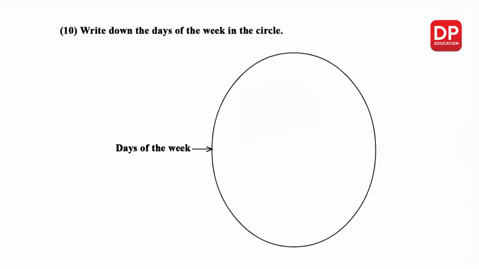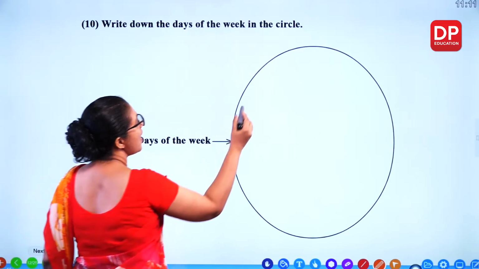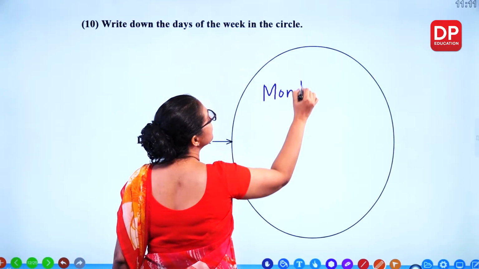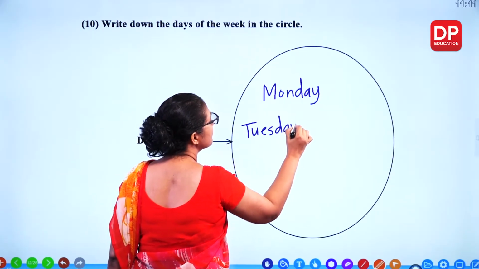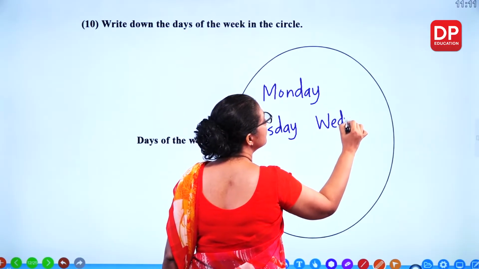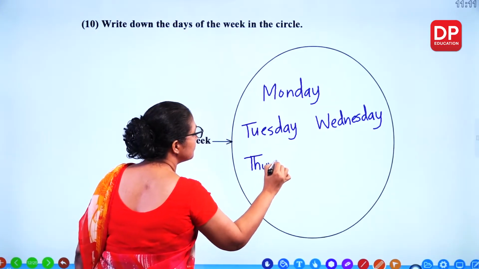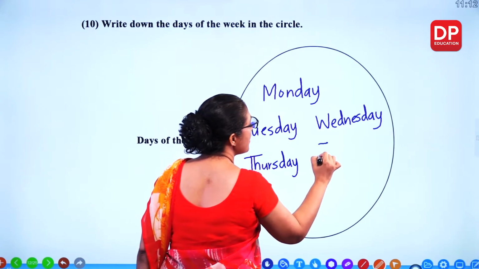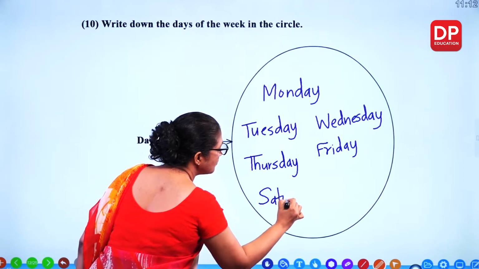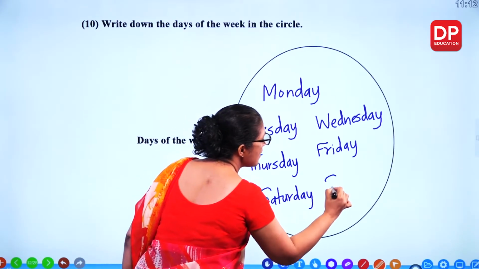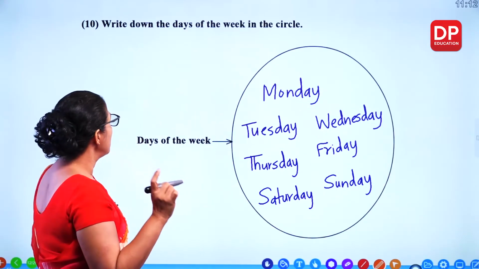Write down the days of the week in the circle. So this is a circle. What are the days of the week? So we can write Monday, Tuesday, Wednesday, Thursday, Friday, Saturday, and Sunday. So that's one group, days of the week.